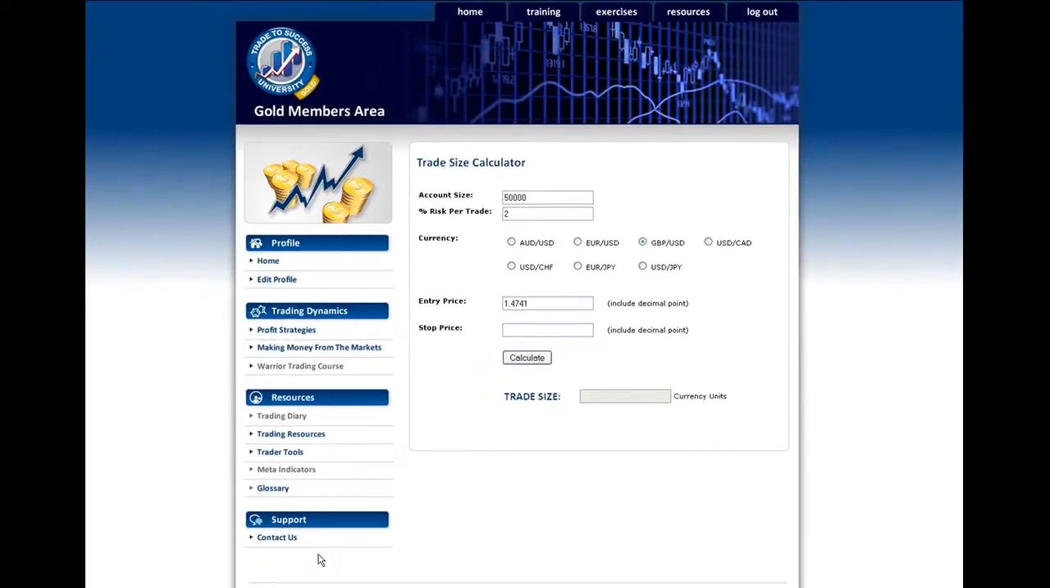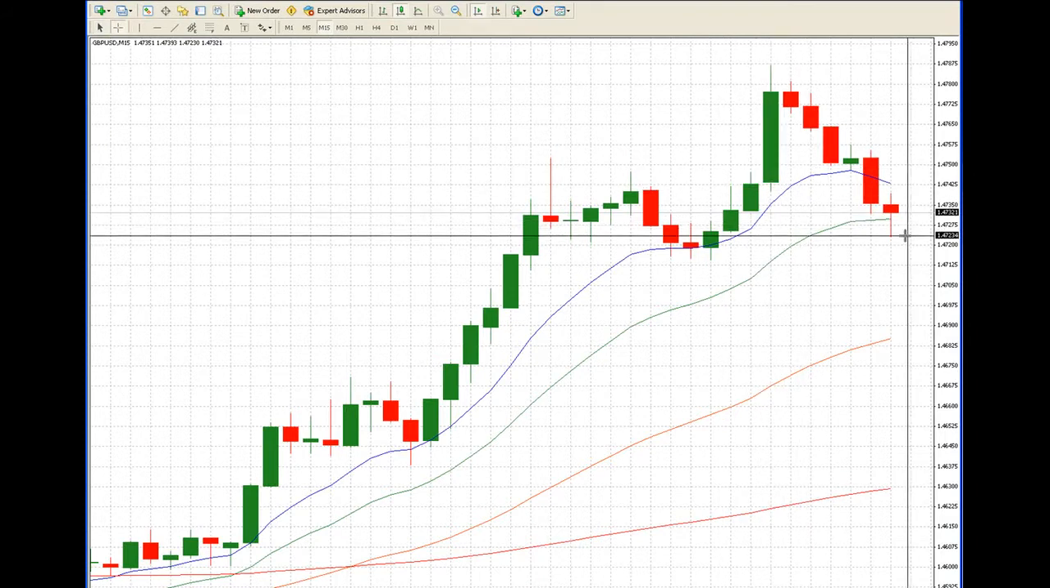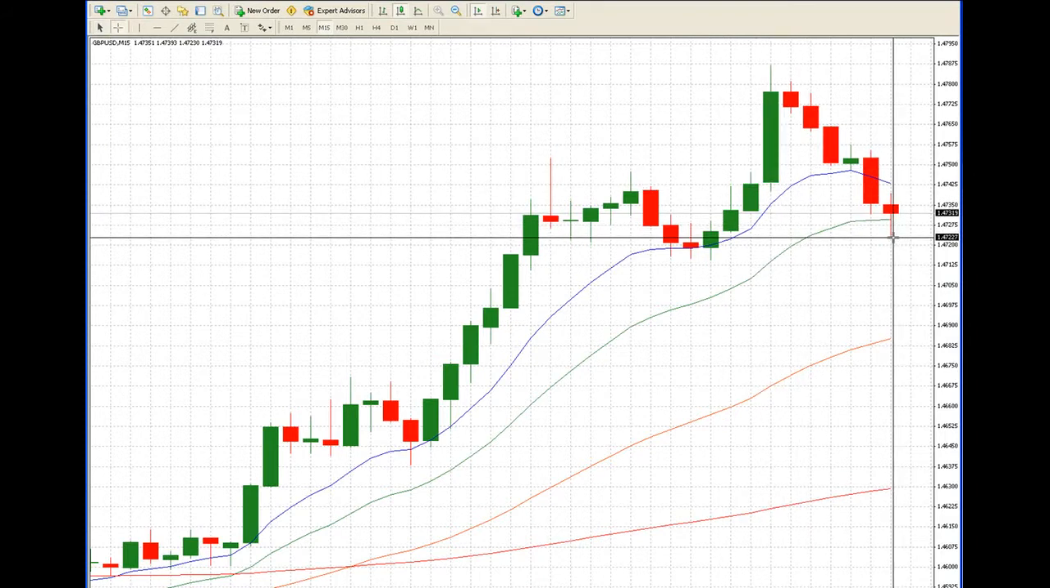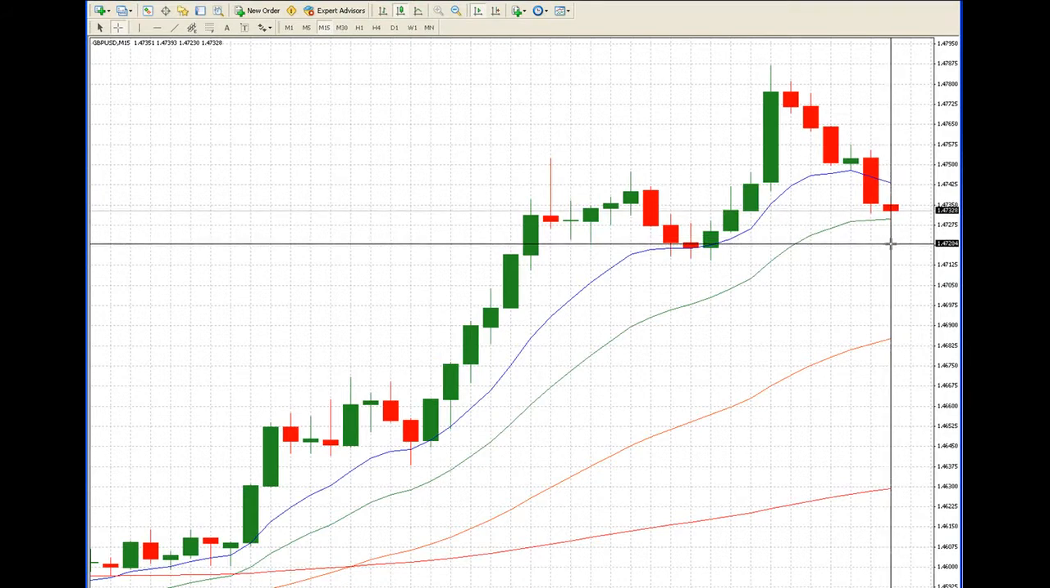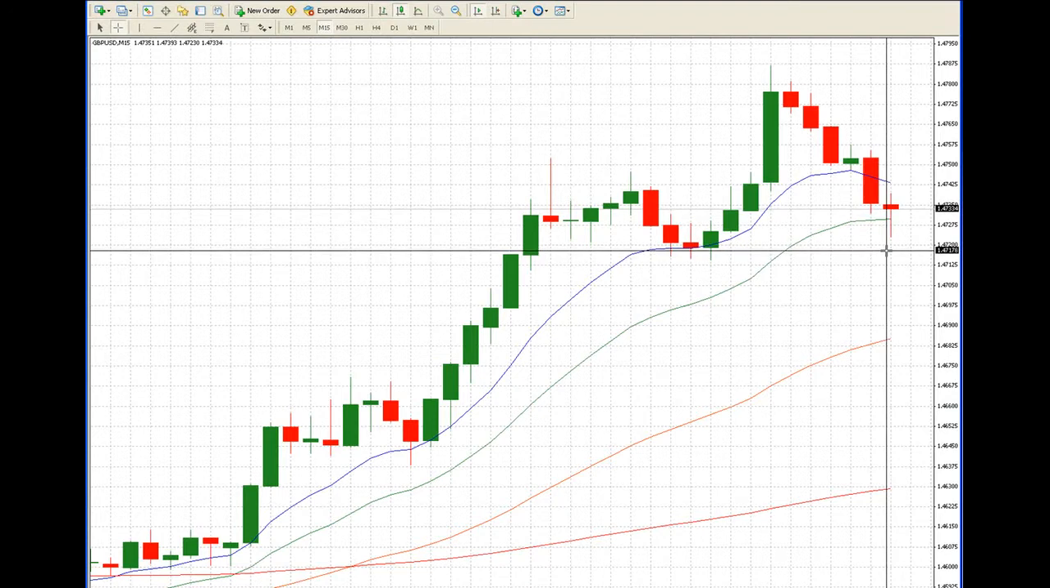Let's go back to the chart and see what the stop price is. The stop price is below point C. So point C here, the low here, if I just do the crosshairs, is 1.4723. So we want to put our stop a few pips away. So let's say 1.4719. So 1.4719, let's say.